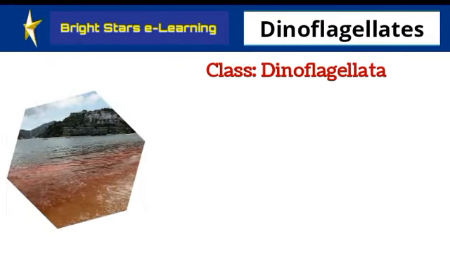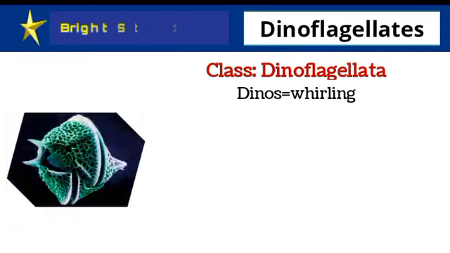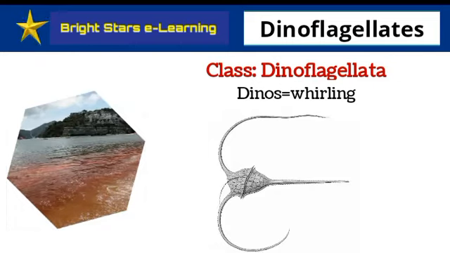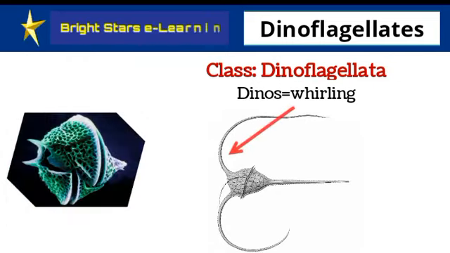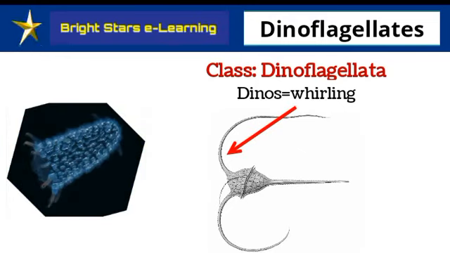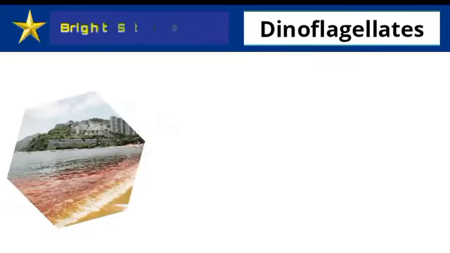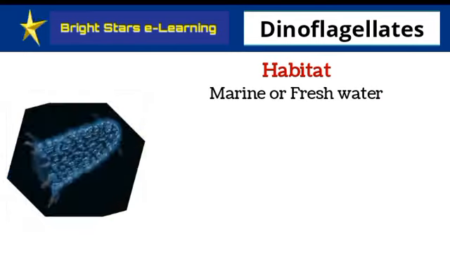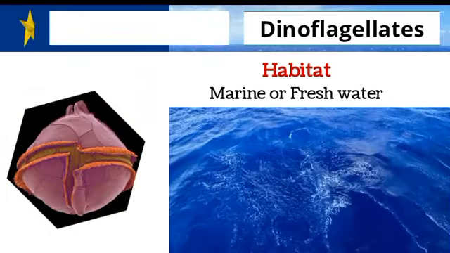They belong to the class Dinoflagellata. Here the word Dinoflagellata is derived from the word dinos, which means whirling. Because of the presence of two unequal flagella, they show whirling, rotating movements, so we call them dinoflagellates. Their habitat is marine or freshwater. They live on the surface of seawater or on the surface of freshwater.